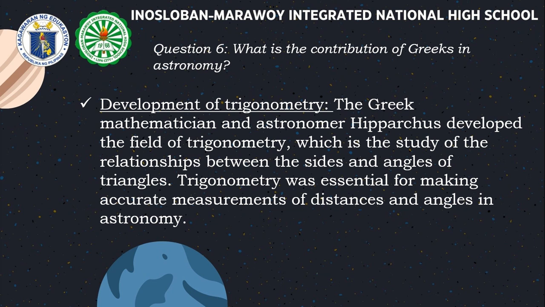Trigonometry was essential for making accurate measurement of distances and angles in astronomy. So, siguro, accidentally na lang nila na-discover yung field ng trigonometry. Kasi, during that time, if they are observing the different celestial objects in the universe, ano ba yung kanilang minimeasure dyan? Okay, yung mga distance, circumference, yung mga sizes ng bawat celestial objects. So siguro, through time na-discover na din nila or tinawag na nila yung trigonometry.